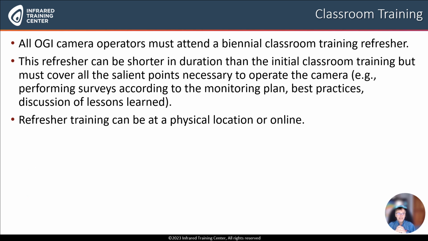So the OGI camera operators must attend an annual, or biennial, every 2-year classroom training refresher. This refresher can be shorter in duration than the initial classroom training, but must cover all the salient points necessary to operate the camera, monitoring plans, best practices, maybe even a rewind of what did we find in the past couple of years and what did we learn in the past couple of years.